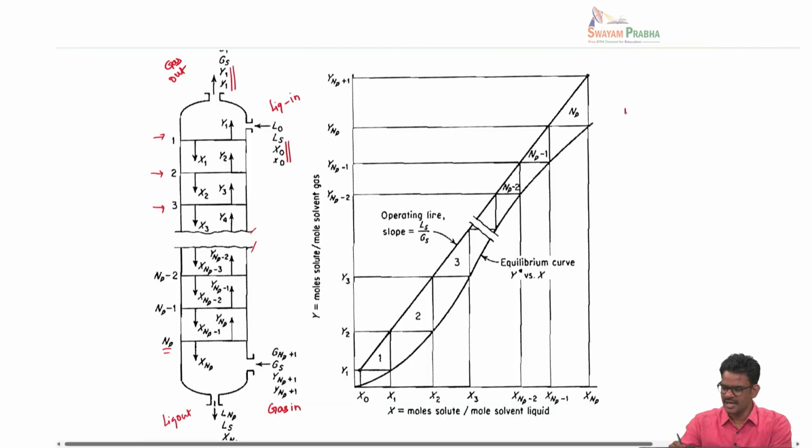Now here we would like to say that in each tray the outgoing streams are at equilibrium. That's an assumption that we're going to make. This basically leads us to define an ideal tray or ideal stage, where the outgoing fluids are in equilibrium.